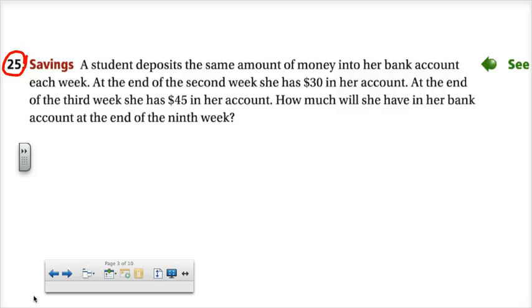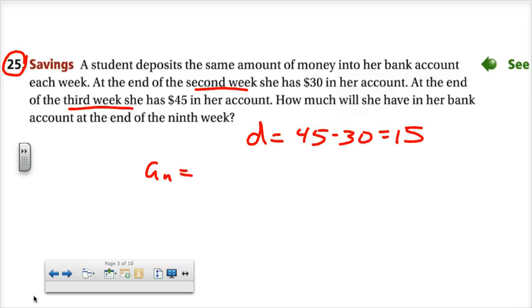So what we notice here is that they give us the second week and the third week. So that means we can find that common difference by just subtracting here. 45 minus 30, she's putting $15 in each week. So that is our common difference. And then we could work our way backwards to the first week if we wanted to, and we could figure out an explicit formula for this one. However, you could just say, hey, I'm just going to keep adding 15 until I get to the 9th week. But I'm going to write the explicit rule.